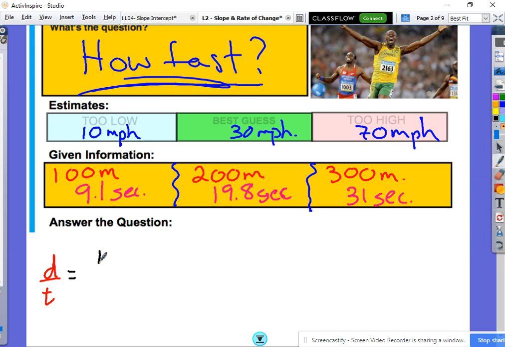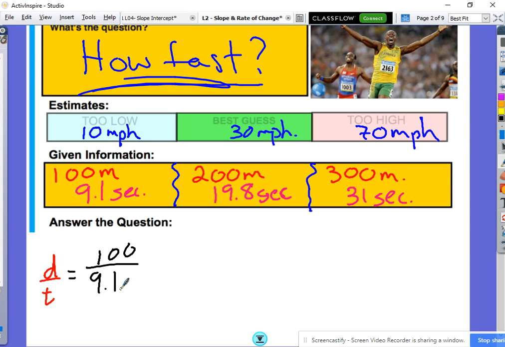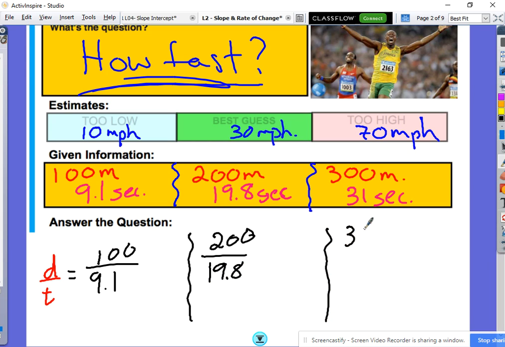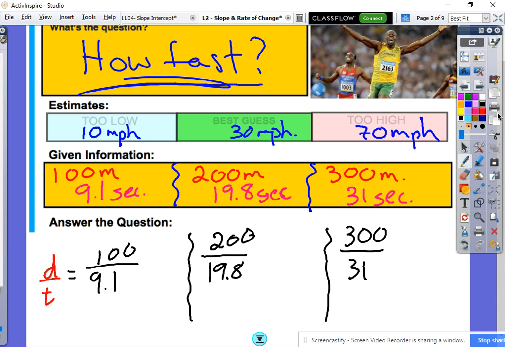Our first is 100 divided by 9.1, leave some space. Our second is 200 divided by 19.8. And our last one, when he crossed the finish line, is 300 meters divided by 31 seconds. So, distance divided by time. Some of these we would probably use a calculator for, so I'm just going to go ahead and give them to you.